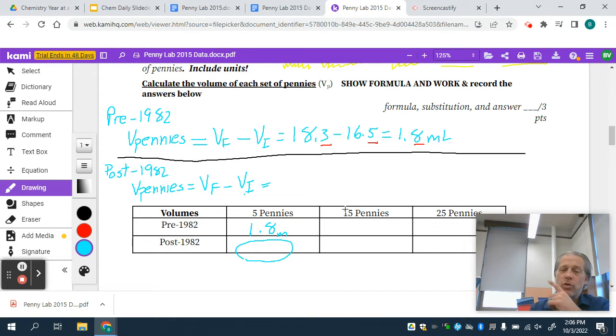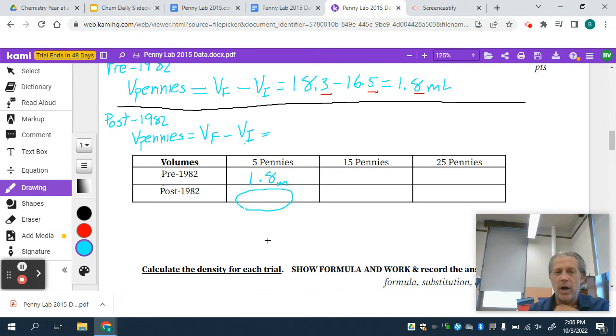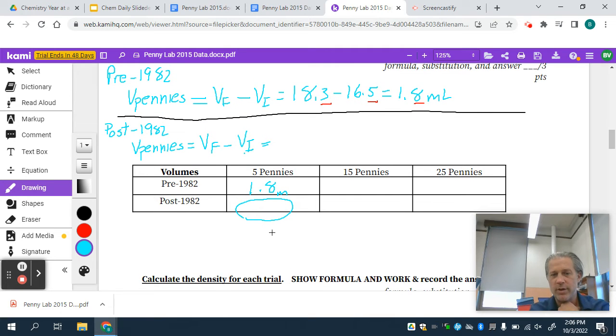And now that you've shown the work for one trial of pre 1982 pennies and one trial of post 1982 pennies, you can get the volumes for the 15 pennies and the volumes for the 25 pennies by simply plugging in the calculator and recording your answer. So if you're working along with me at home, what I would do right now is I'd pause the video and I'd make sure that the rest of these boxes are filled in.